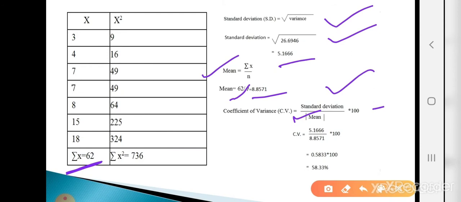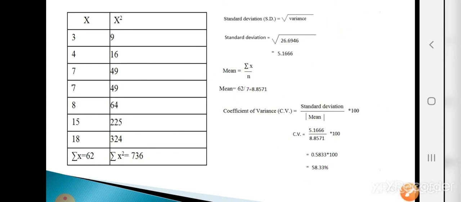The value is 8.8571. Now just plug the values of standard deviation and mean in the formula of CV. So CV is equal to 5.1666 divided by 8.8571 multiplied by 100. 5.1666 divided by 8.8571 is 0.5833, multiplied by 100. So the value of CV is 58.33. CV is always denoted by percentage. So the answer of CV is 58.33%.